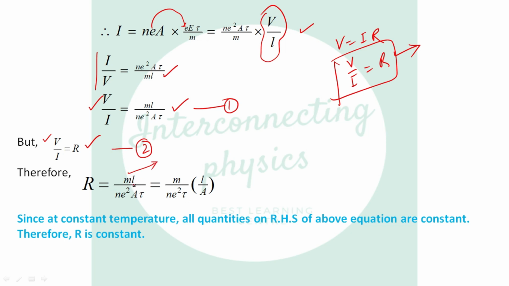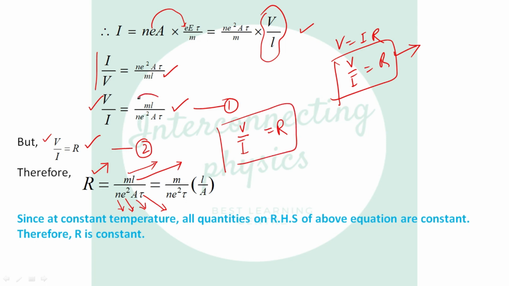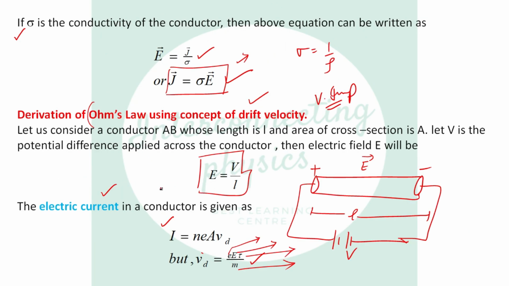Now mass of the electron is constant, length of the conductor is constant, number of electrons per unit volume is constant, charge on the electron is constant, area of cross section of the conductor is constant, relaxation time is constant. That means all the terms in the right hand side of this equation are constant, and we can say that R is a constant, and hence we have derived Ohm's law. We know according to Ohm's law V over I is always a constant. So we have derived Ohm's law using the concept of drift velocity.